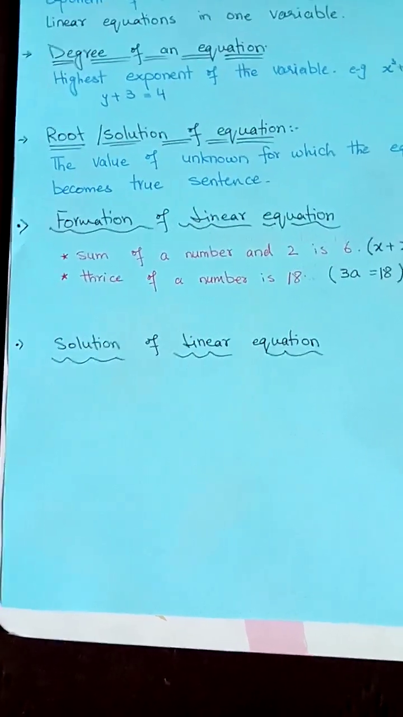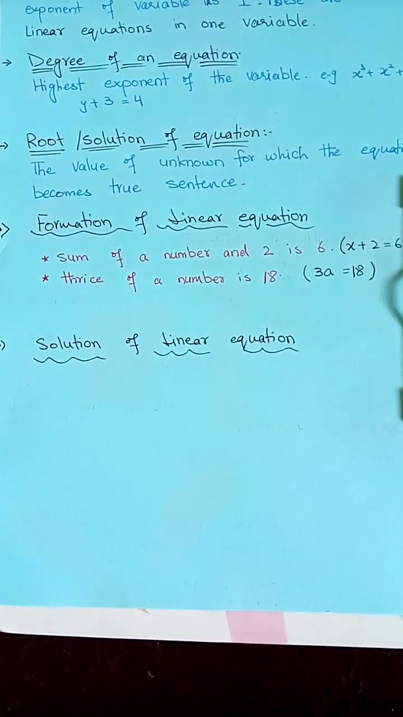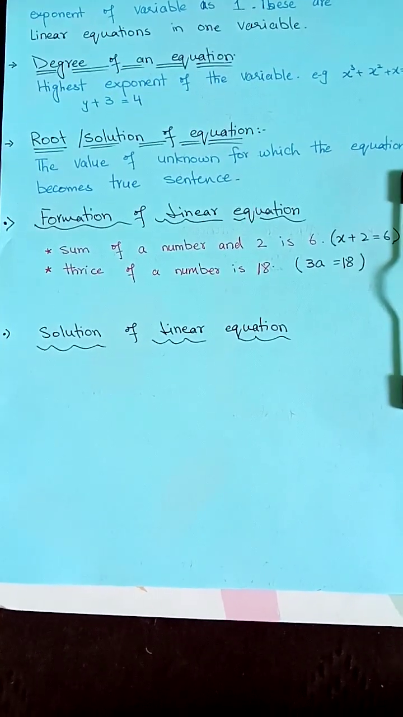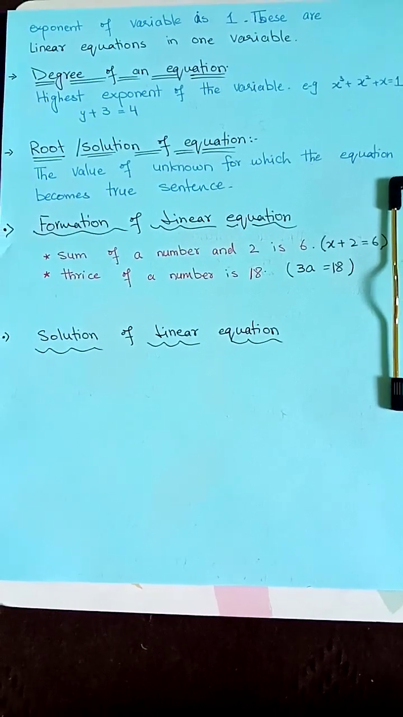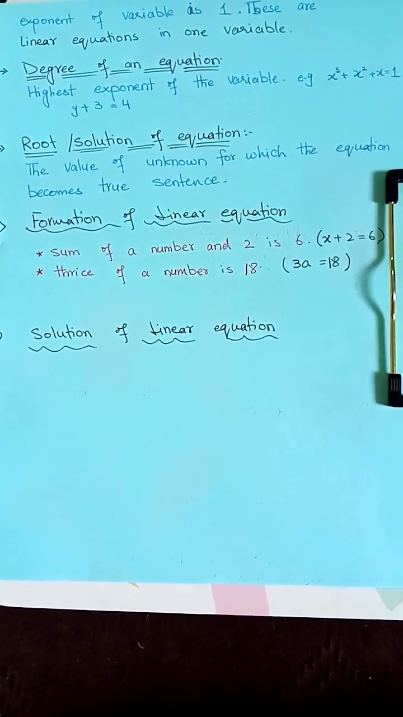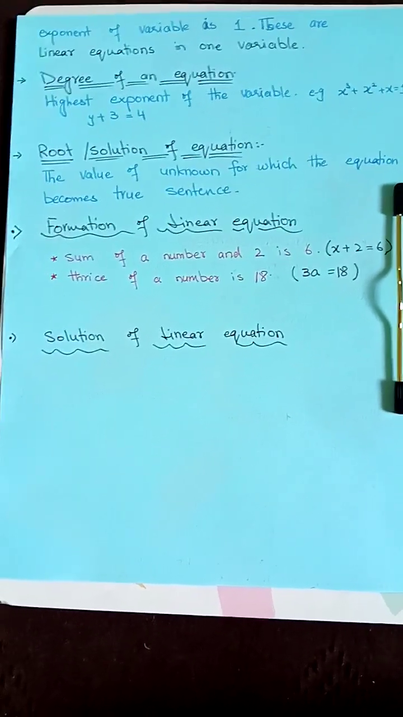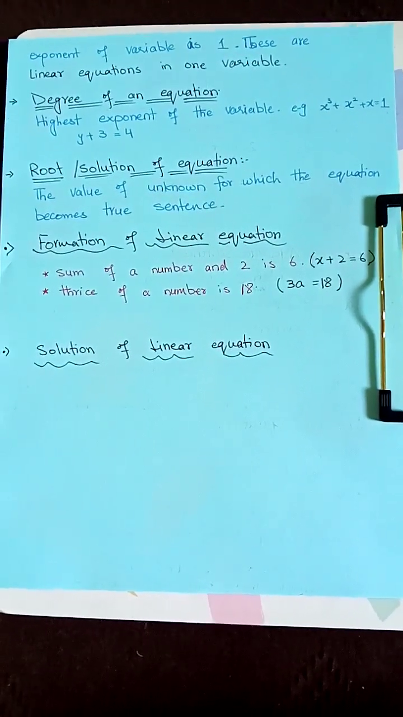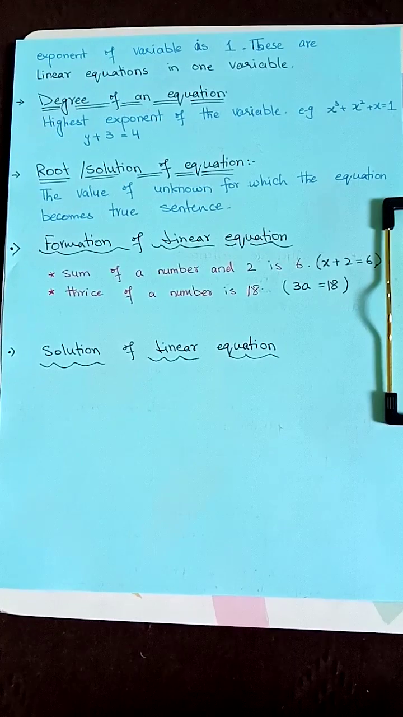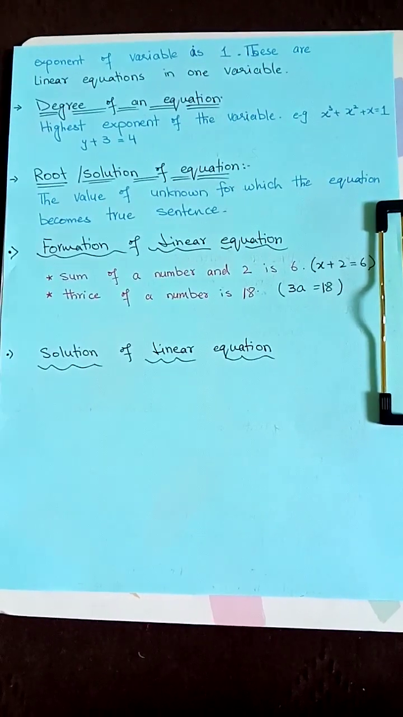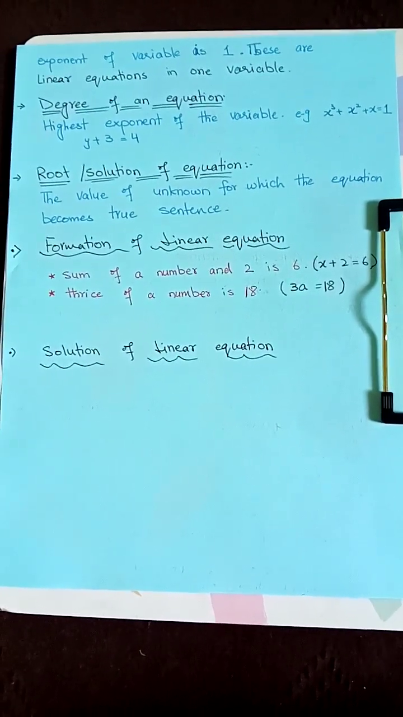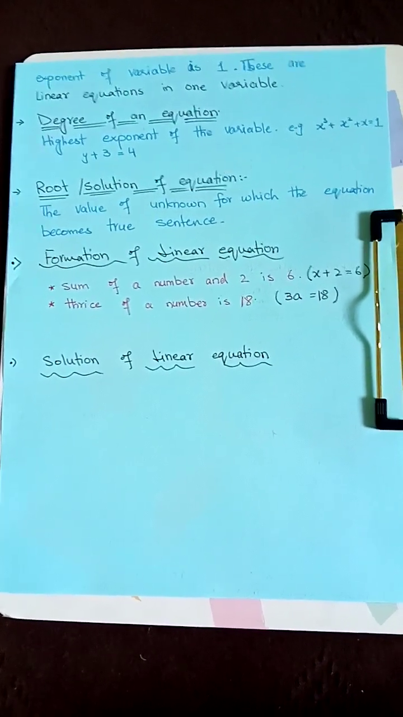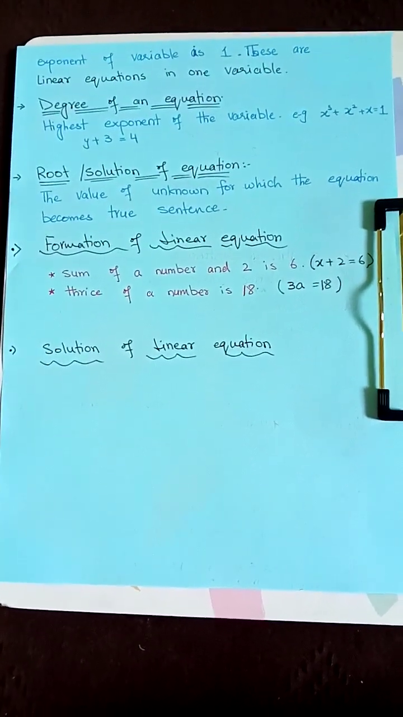Now, the root or the solution of the equation. How can we get the root or the solution of the equation? Obviously, it is the value of the unknown for which the equation becomes a true sentence. We are going to solve equations in the next lecture, inshallah. So whenever we solve the equation and get the value of that unknown, any variable, that is known as the root or solution of that equation.